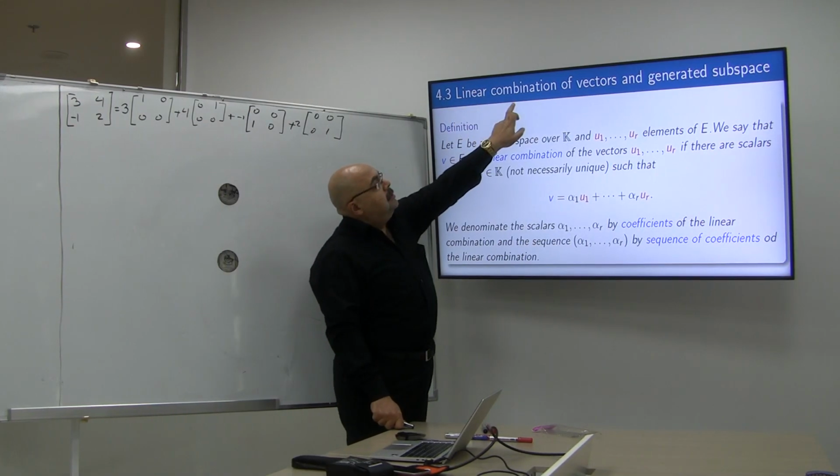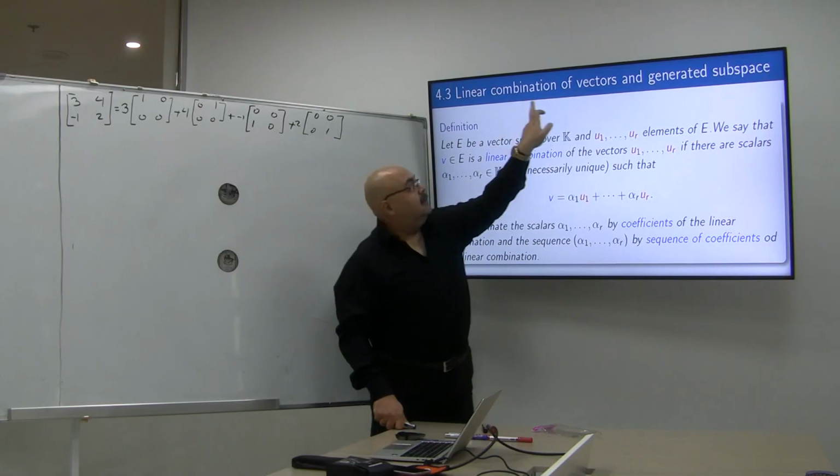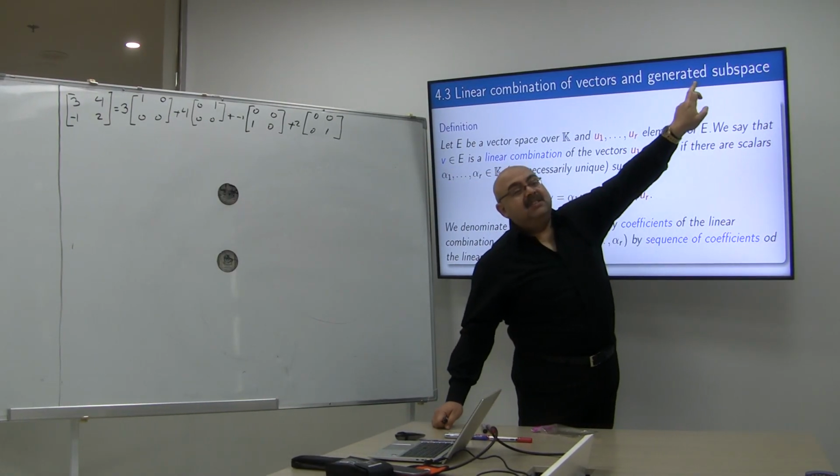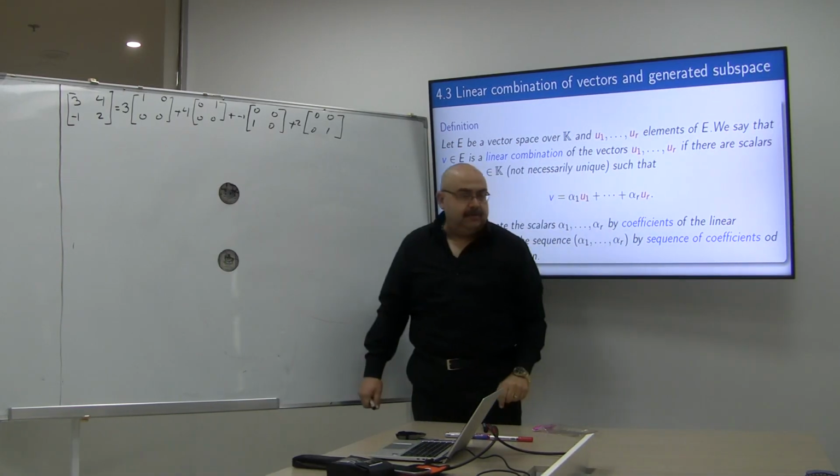about the linear combination of vectors and the generation and the generated subspaces from this vector space.